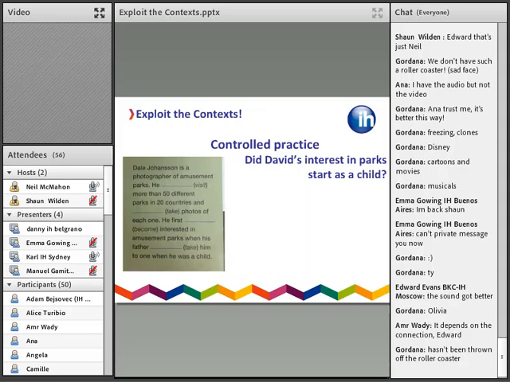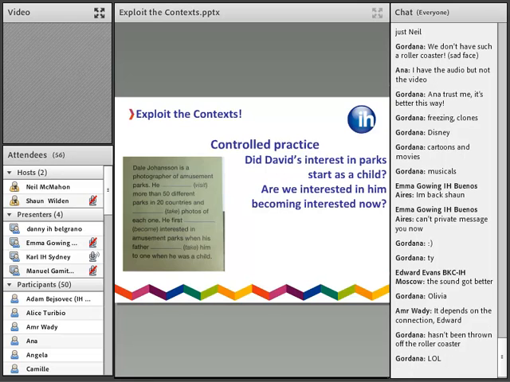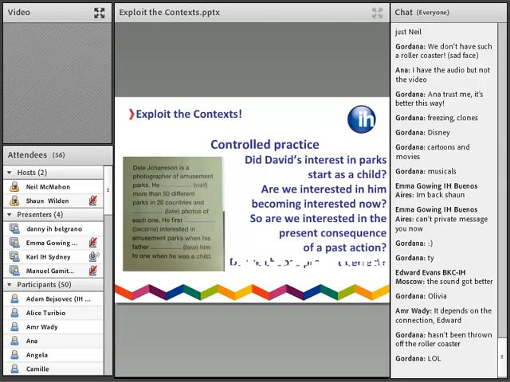Were the parks built in the past? Yes, they were. Can we enjoy them now? Yes, we can. So is the speaker thinking about the present consequence of the past action? Talking about the present and the past at the same time? Yes, they are. So, do we use the present perfect? Yes, we do.